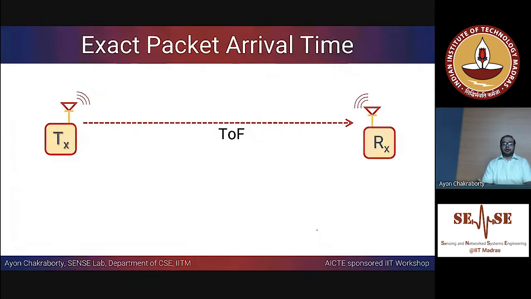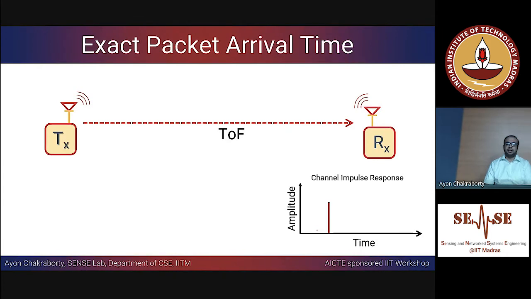Okay, so now we are going to go a little bit deeper into the estimation of the exact packet arrival time. And for that we need to understand a little bit of the physical layer, how a signal is processed or how a signal is modeled. So when there is a transmission from the transmitter to the receiver, in time it is going to see a series of amplitudes with time. Okay, so let's say there is an impulse.